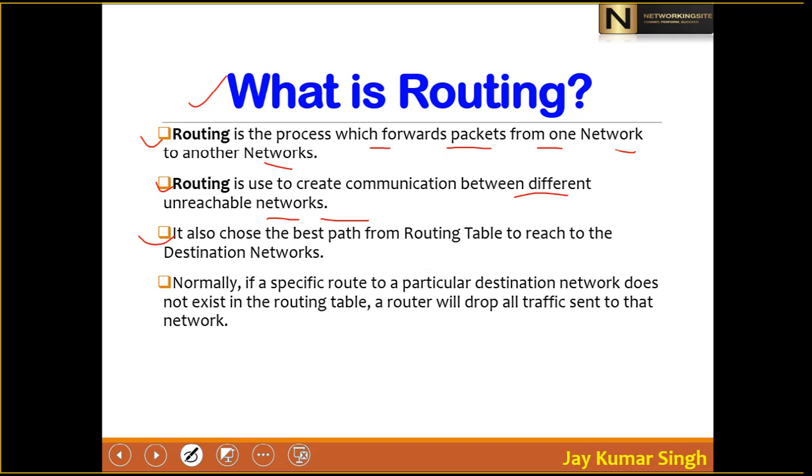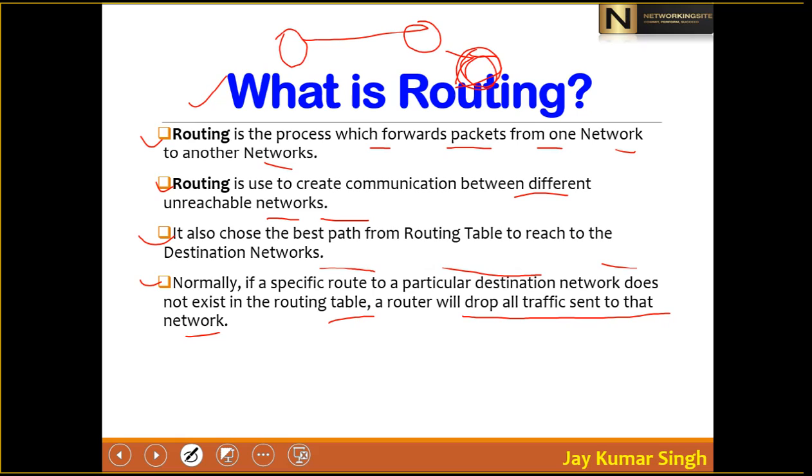Now we're saying here, normally if a specific route to a particular destination network goes down and the network does not exist in the routing table, a router will drop all the traffic sent to that network. Means if my system is connected here and I want to reach this network, and this network is not listed in the router, the router will drop the packet.